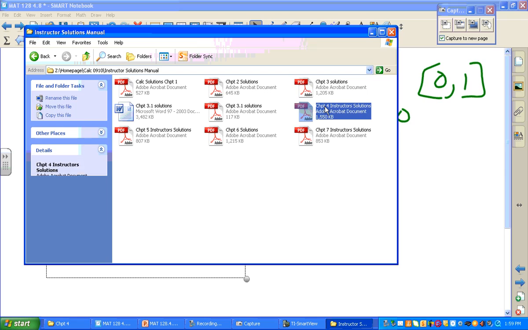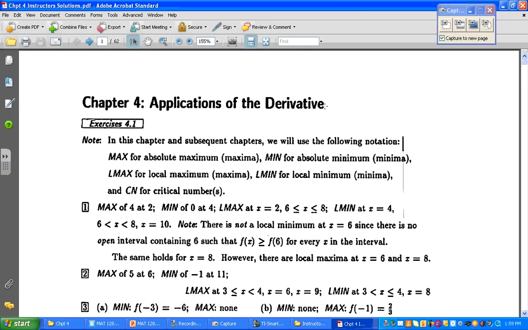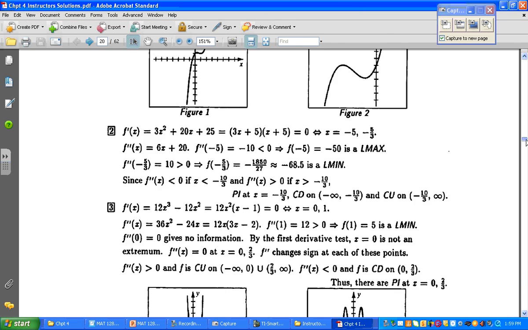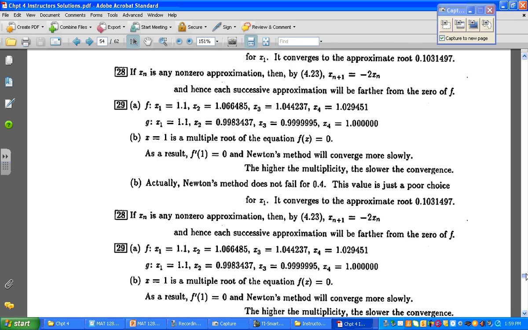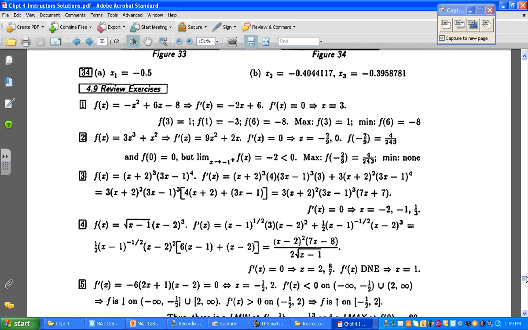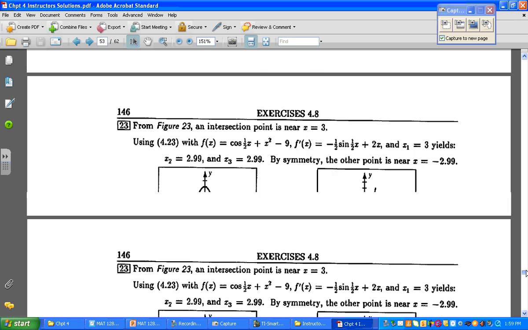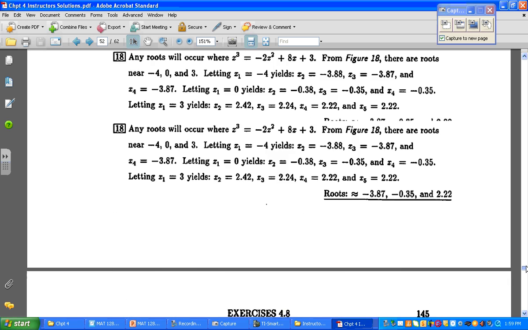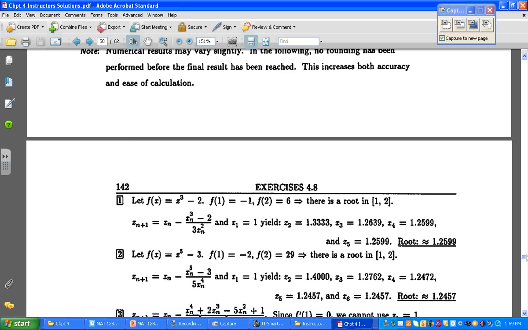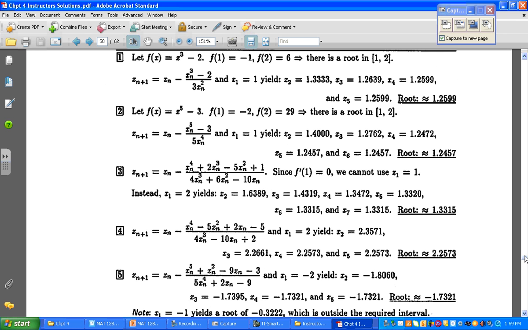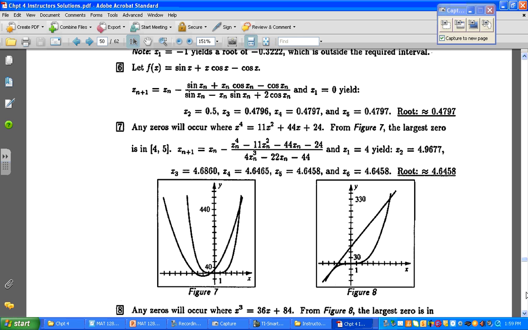Chapter 4? 4.8. Which number? This was the best thing I ever did was scan these books. 4.9? Hey, 0.4797. So we're in pretty good shape.